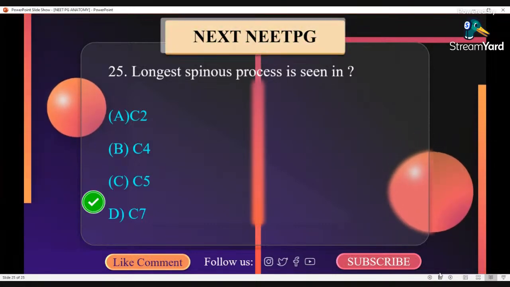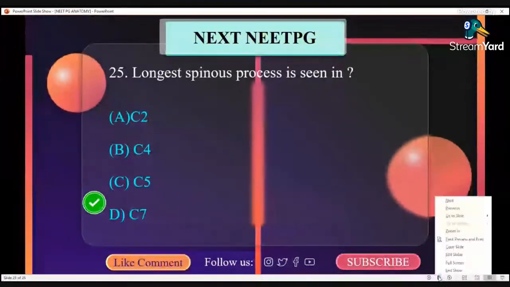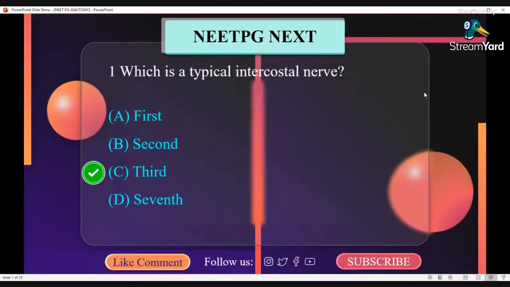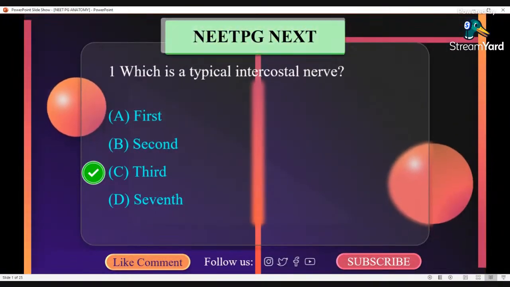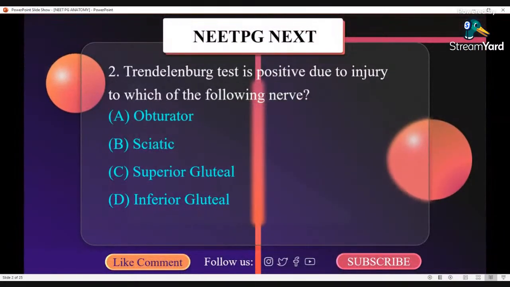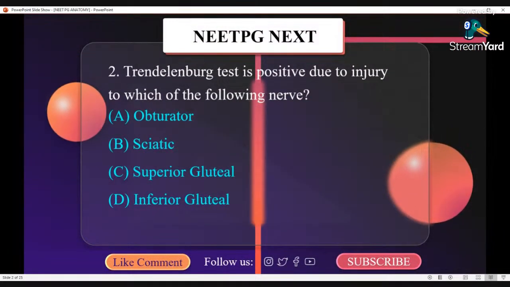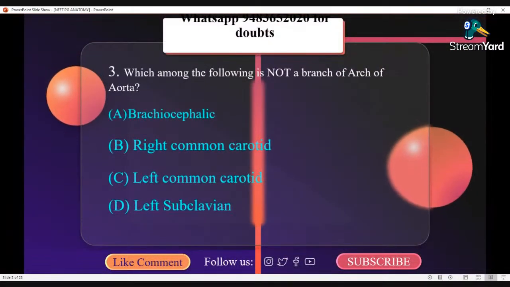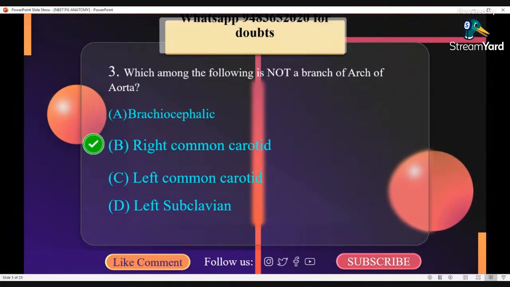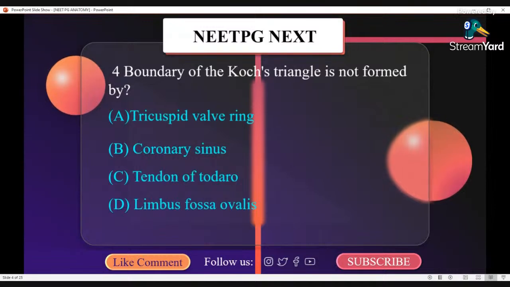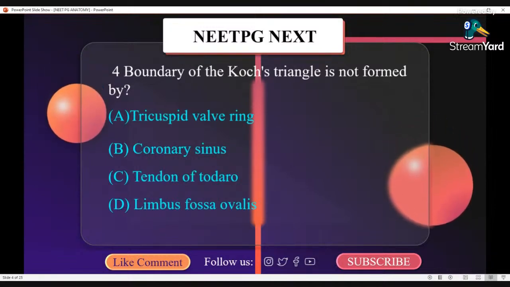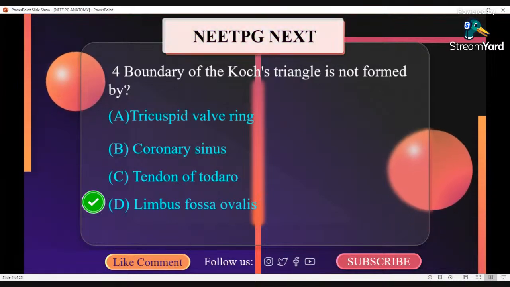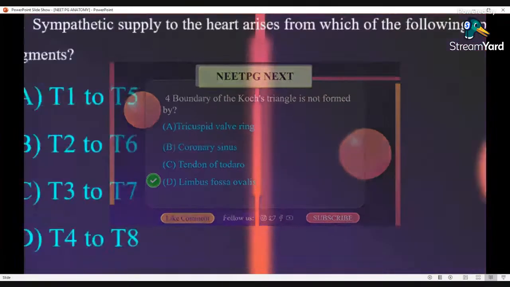So once again, we will revise the MCQs one by one. Which is typical intercostal nerve? It is third nerve. Trendelenburg sign is positive due to injury to superior gluteal nerve. Which among the following is not a branch of arch of aorta? It is right common carotid. Boundary of Koch triangle is formed by all except limbus fossa ovalis.